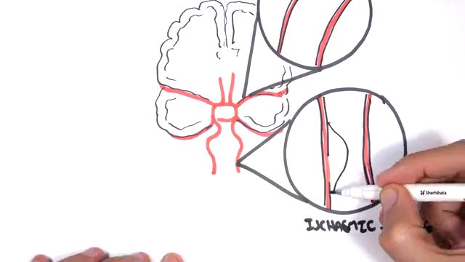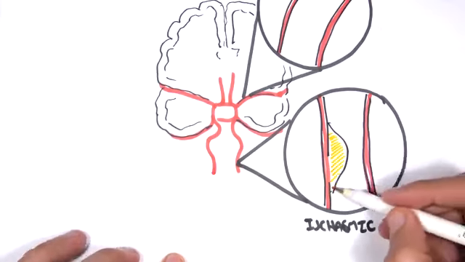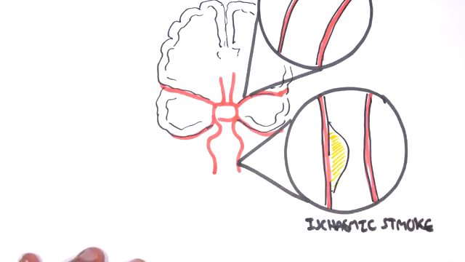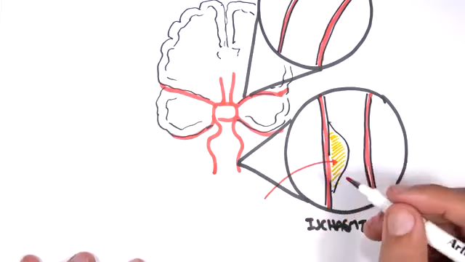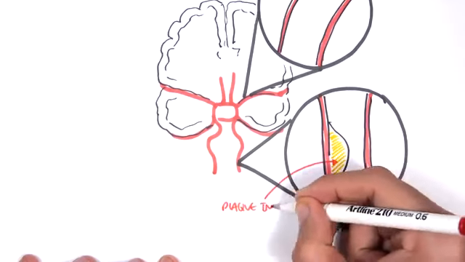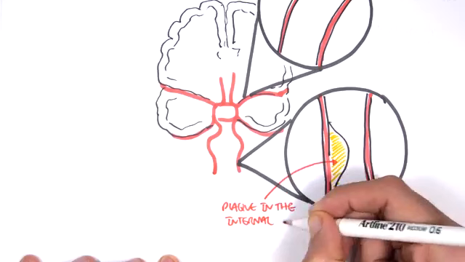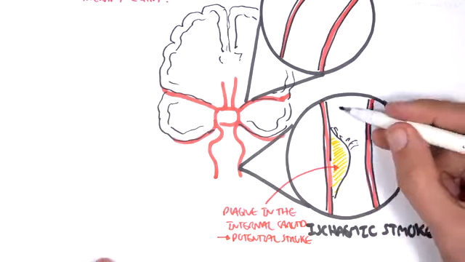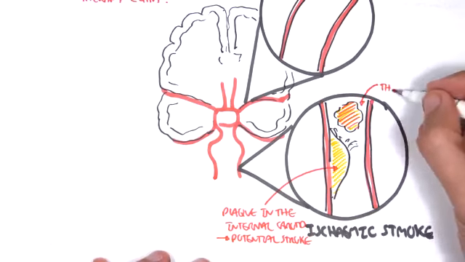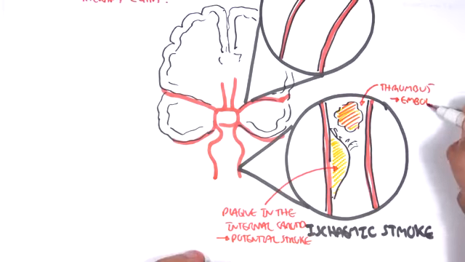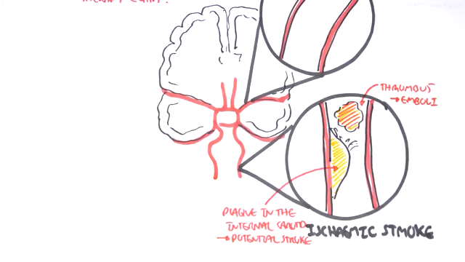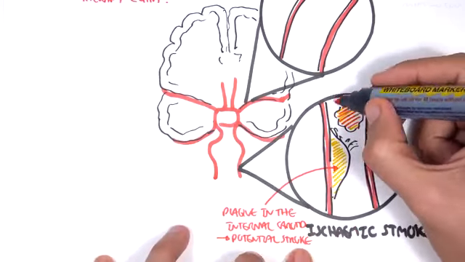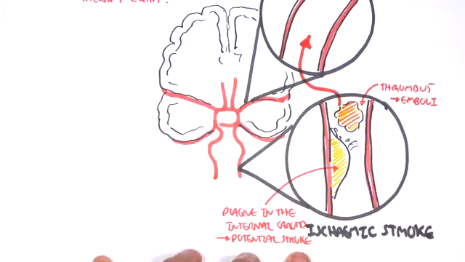Let's first talk about ischemic stroke. An example of ischemic stroke is where we have a plaque formation in the internal carotid, which can lead to a potential stroke, or the plaque can rupture. It can rupture, creating a thrombus. Thrombus results in an emboli. The emboli then will travel up to the brain.